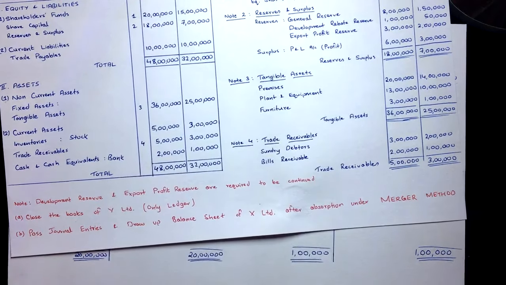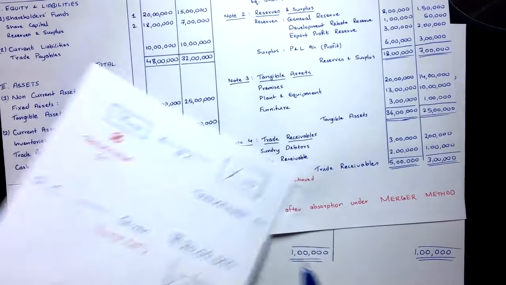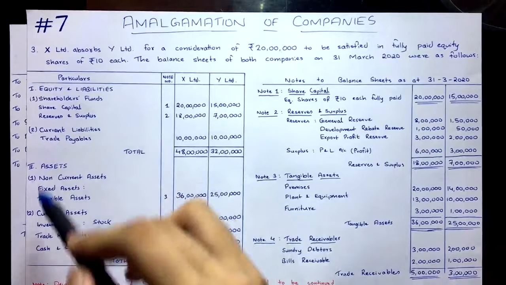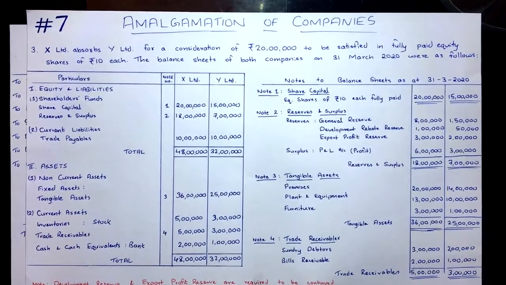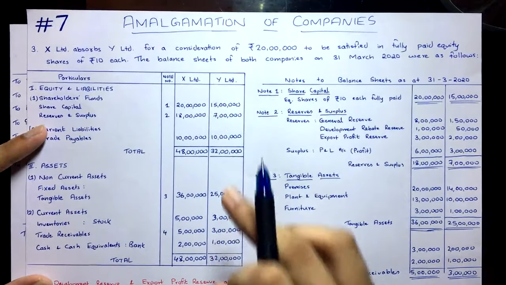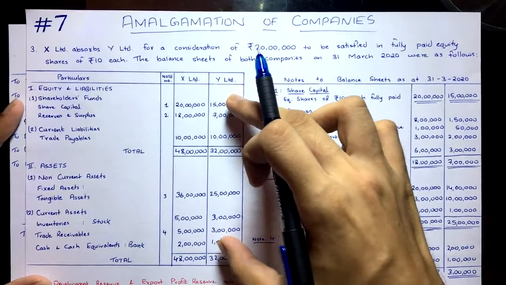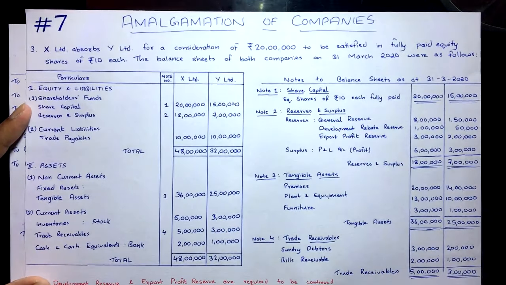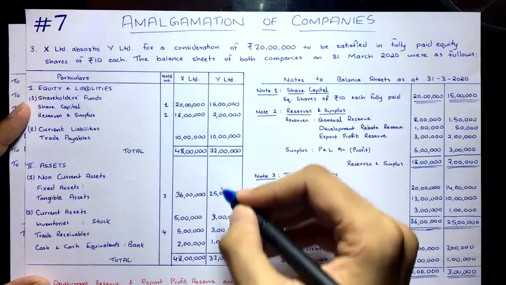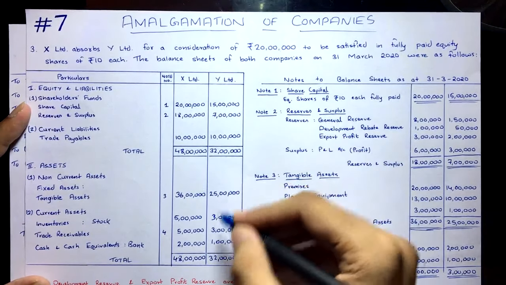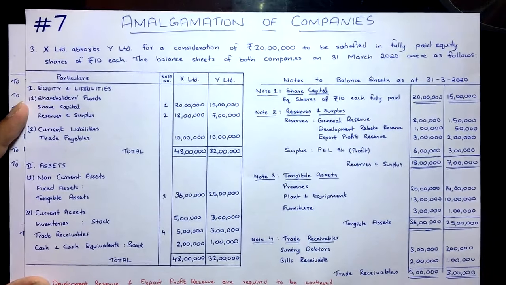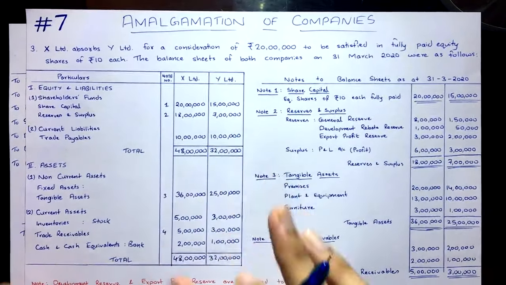So now how do we prepare these ledger accounts? How do we close the books of Y Limited? Realization account, right? And we have to reverse each and every item from the balance sheet of Y Limited. See here, how do we do that? Whatever has a debit balance, we have to credit, and whatever has a credit balance, we have to debit. That is how we reverse each and every item of the balance sheet.